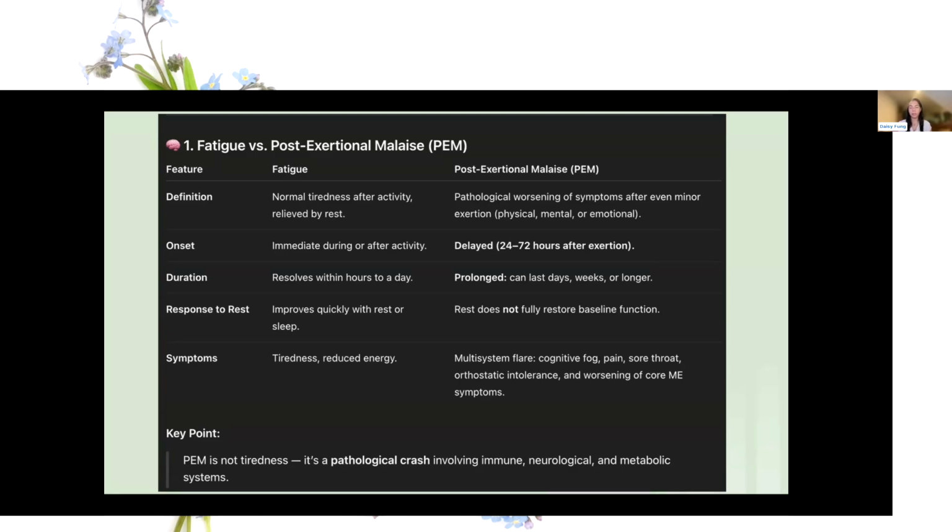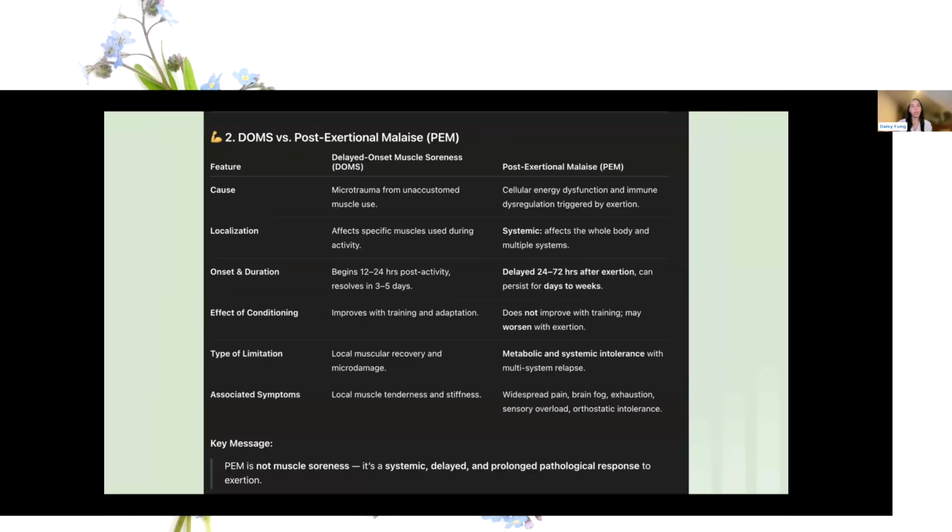It affects multisystemic facets of our bodies. It's delayed, it's prolonged. You might not ever get back that baseline function. And that multisystem flare can include not just fatigue, but brain fog, as we've talked about, sore throat, pain, orthostatic intolerance, those core ME symptoms. Another thing I've been told, you just have sore muscles and myalgias because you exercised, you did too much, and it's delayed onset muscle soreness.